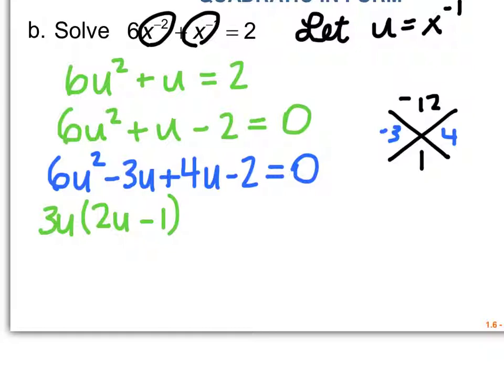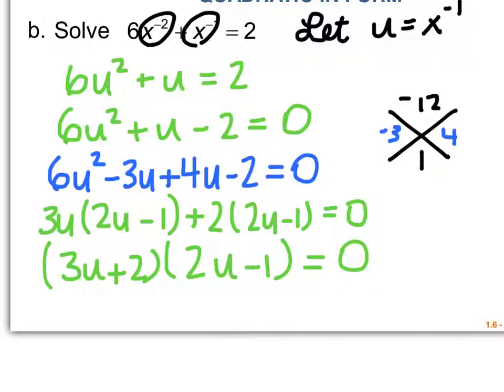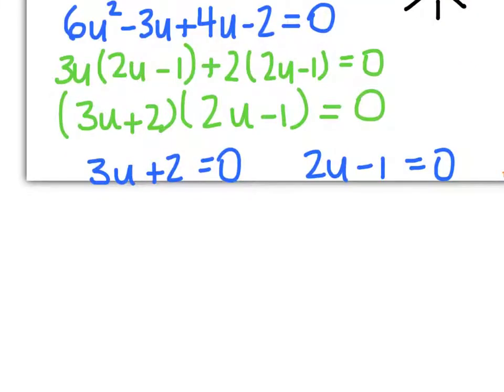And then I'm going to take out on the other two terms a positive 2, and I'm going to get 2u minus 1. Therefore, my two factors are going to be 3u plus 2 and 2u minus 1. And now I take each of those, set them equal to 0 to find out what u is equal to. So here are my two factors equal to 0. That means u is equal to negative 2/3 and u is equal to 1/2.